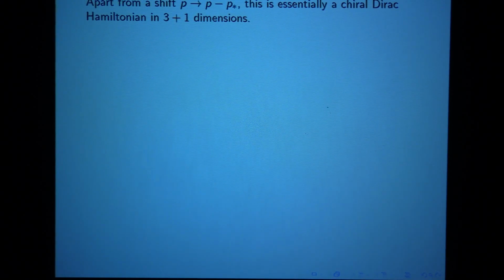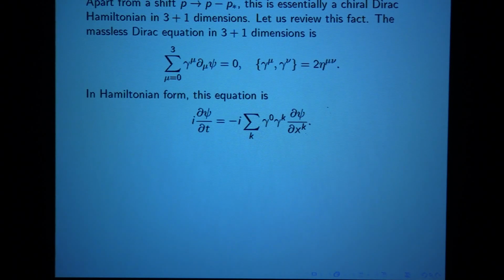in 3 plus 1 dimensions. So let's just review that fact. Now we write the same massless Dirac equation in 3 plus 1 dimensions as before, except there are 4 gamma matrices. And they still obey Dirac's Clifford algebra. But now there are 4 of them, so they need a 4 by 4 matrix representation.